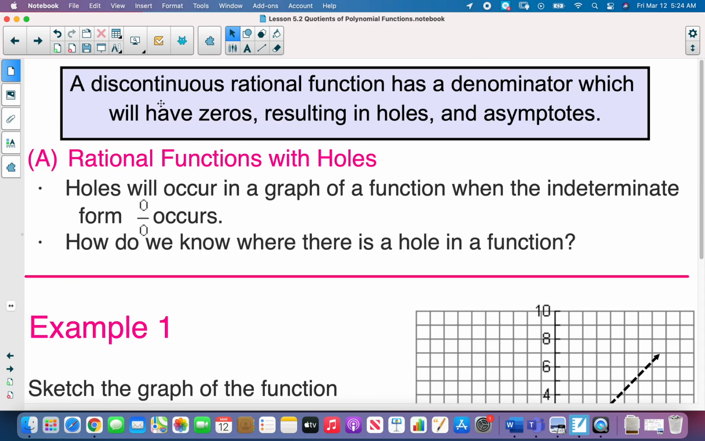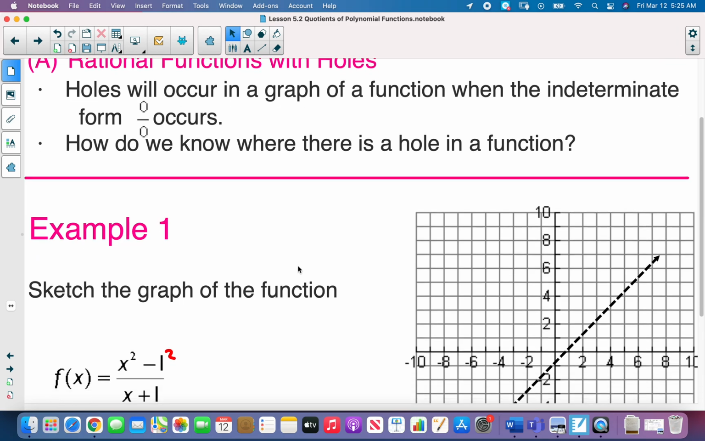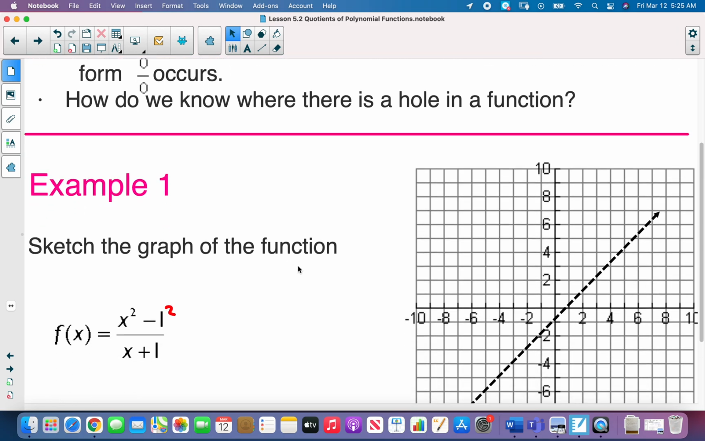If you have a discontinuous rational function, it will have a denominator which will have zeros, resulting in holes and asymptotes. So let's look at that. Holes will occur in a graph of a function when the indeterminate form 0 over 0 occurs. How do we know where there is a hole in a function? So let's look at an example to understand that.